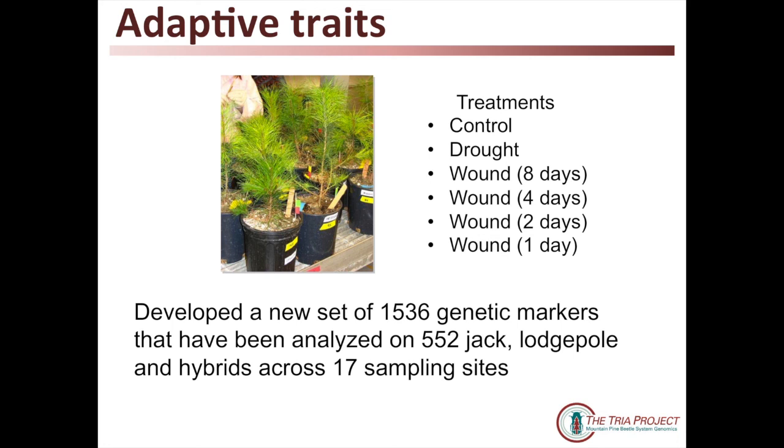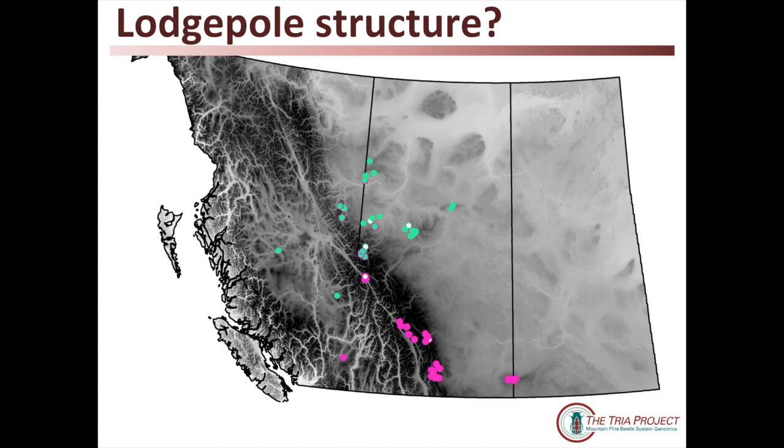So what we've done is we wanted to focus on physiological processes involved with defense. So we wounded trees and we exposed them to drought conditions and we collected their genetic data, we got their genes out of there, basically, and we developed markers from that. And we've analyzed a very large set of these markers on lodgepole, jack pine, and hybrids in Alberta and BC. So from this, we need to identify which ones are adaptive.